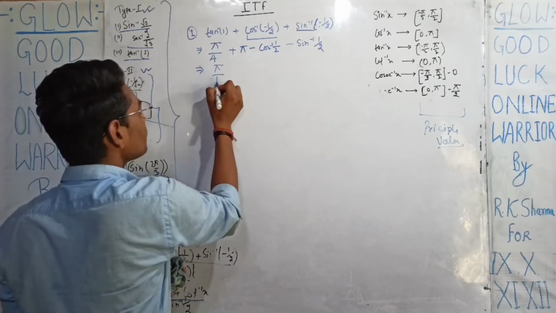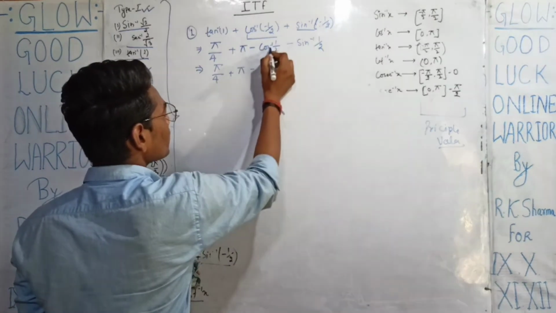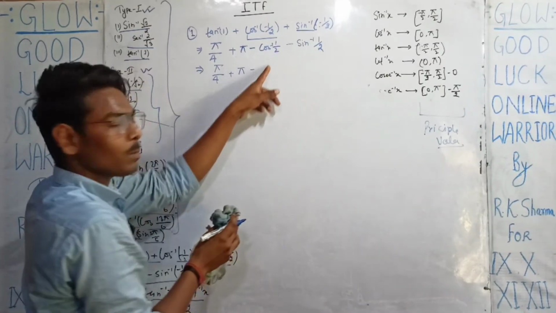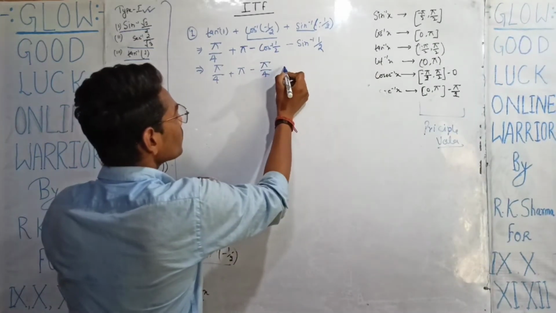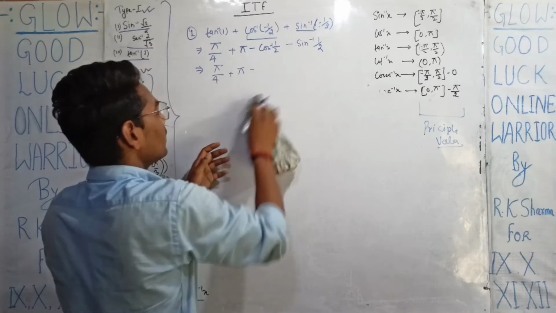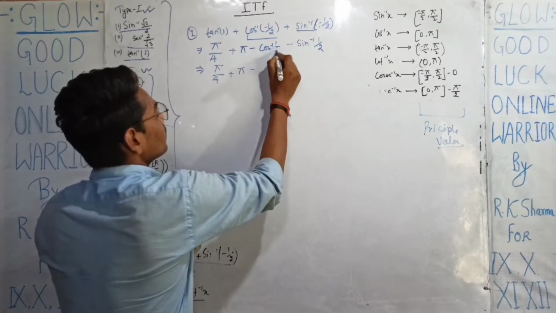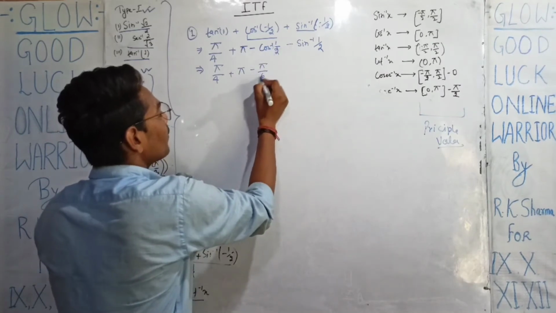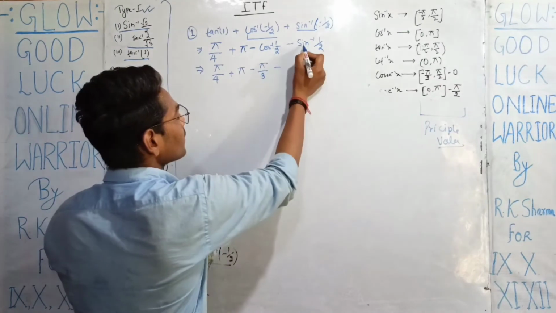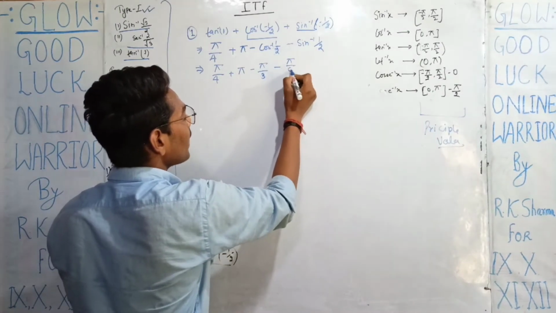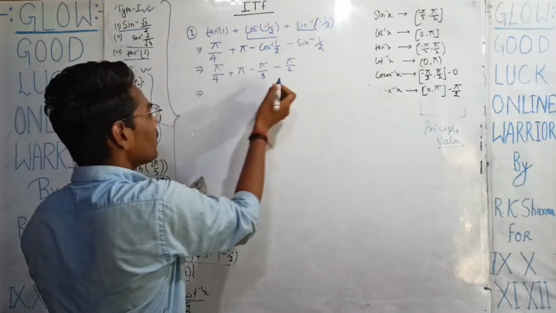Pi upon 4 plus pi minus, what is the value of that? Pi upon 4, sorry students, this is not the value; it is pi by 3, that means 60 degrees, minus pi upon 6, which is 30 degrees. Now we have to calculate.